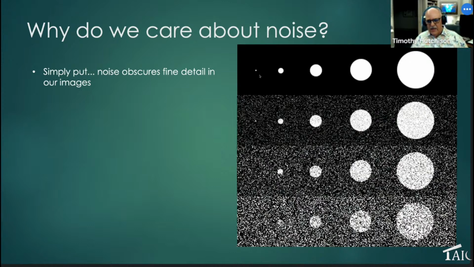This is why we want to think about noise during the process of gathering our data, during the process of collecting our images, not just at the end when we can throw some noise reduction at it. So this is why we care. This is why we want to think about this kind of stuff.